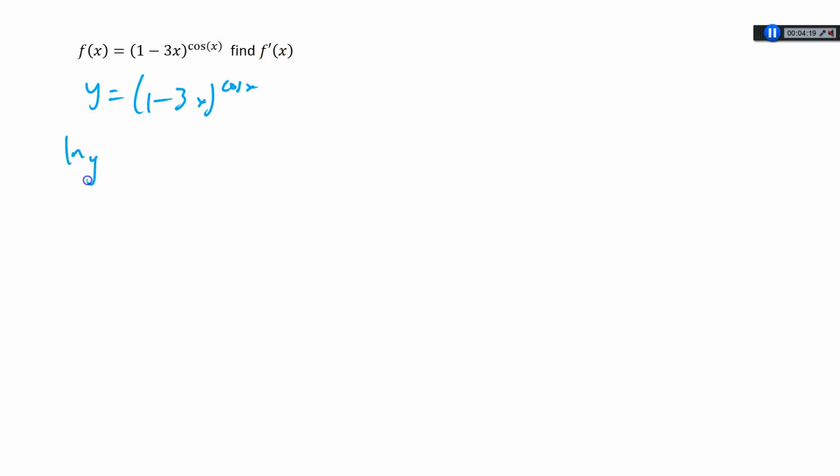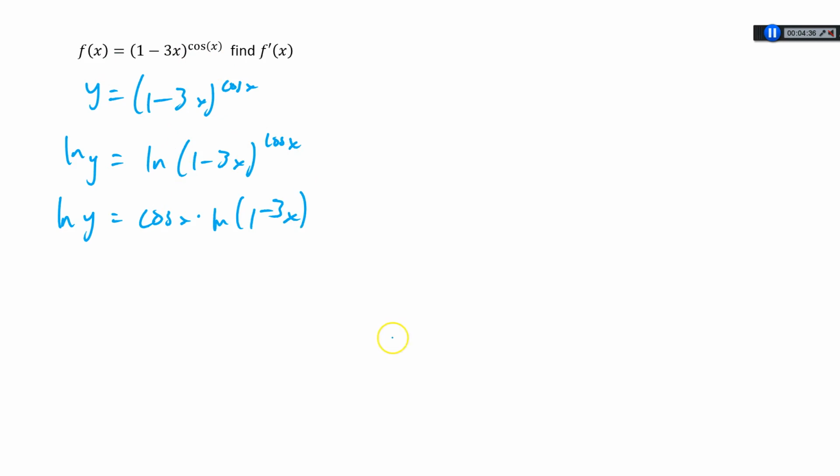Natural log of both sides. Natural log of y equals natural log of (1 minus 3x) to the cosine x. Cosine to the front, so we have natural log y equals cosine x times ln (1 minus 3x). Now notice at this point I have done no derivatives. All I've done is move stuff around, take natural log of both sides and move that cosine to the front.